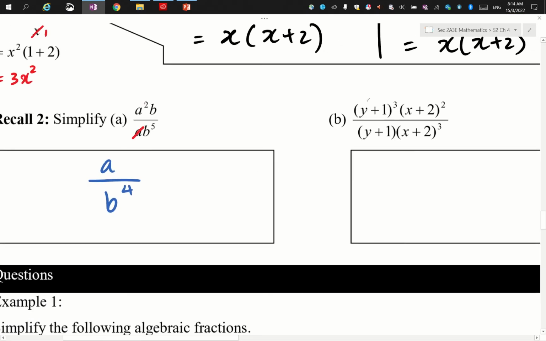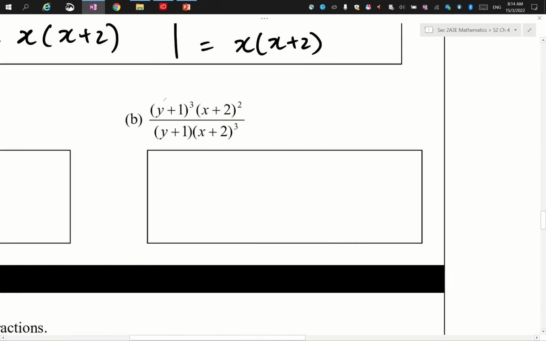So we cancel away one common a, so we change the power this time. The power from 2 became 1. Power 1, we don't bother writing. We've got 1b in common, cancel with the b, cancel with the 5, change it to become 4. So what we see will be a divided by b power 4.